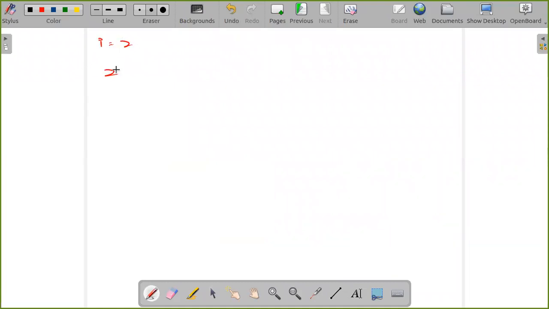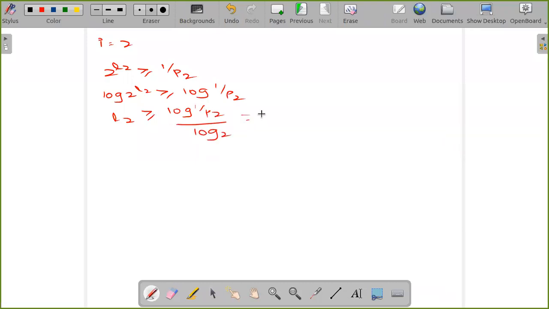As I said, 2 raised to L2 is greater than or equal to 1 divided by P2. Apply log on both sides. Greater than or equal to log 1 divided by P2. And this can be written as L2 greater than or equal to log 1 divided by P2, divided by log 2.